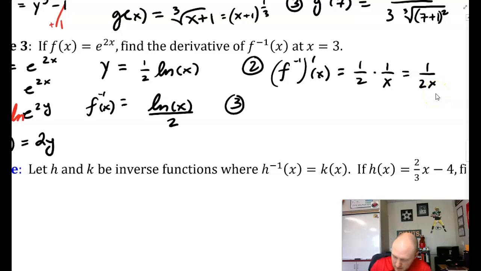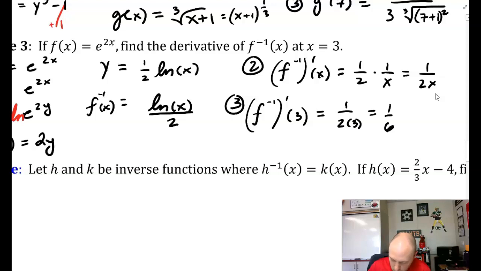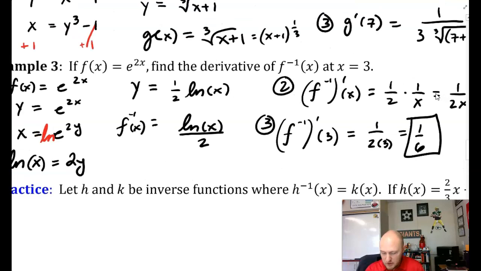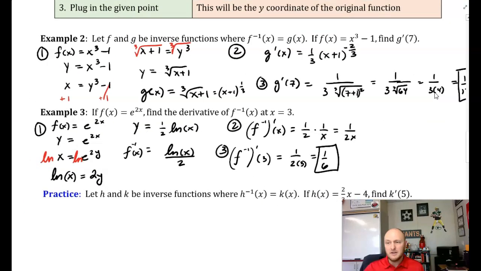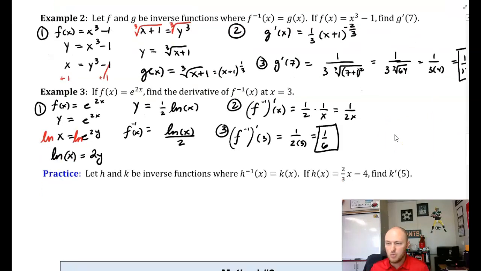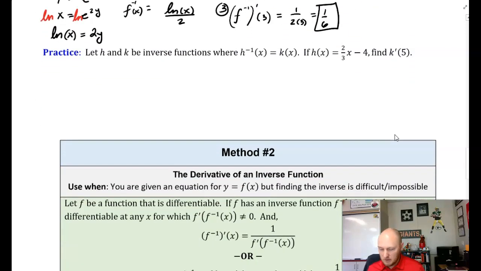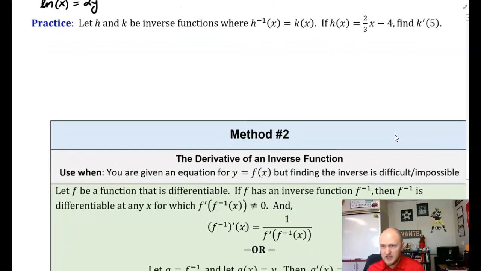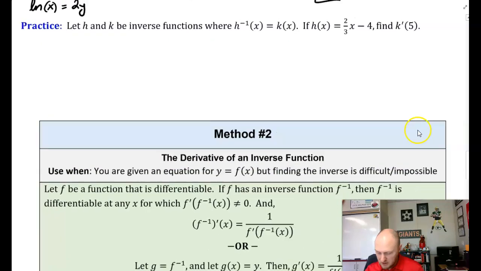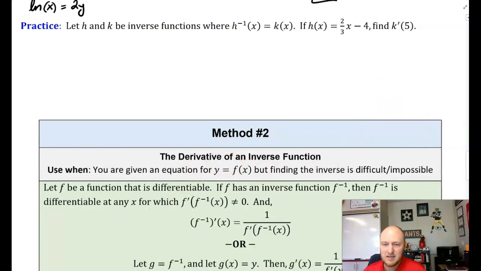Okay, so step 3, now let's calculate the derivative of the inverse at 3, which we get 1/2 times 3, so 1/6. There it is. That's it. This is the method that you use when you can find the inverse and you feel like doing it. I wouldn't say this is as common on the AP test. We'll get to the examples that are very common in a bit, but I want you guys to have some practice. So go ahead, please pause the video and try this example.